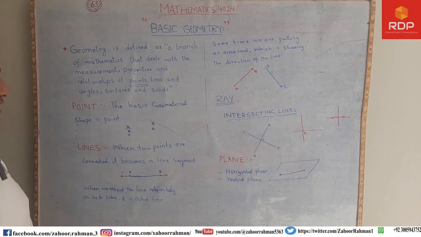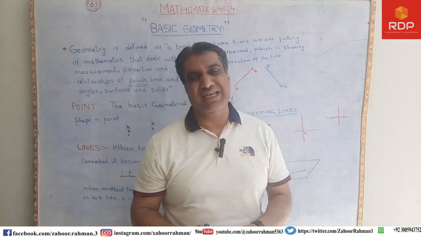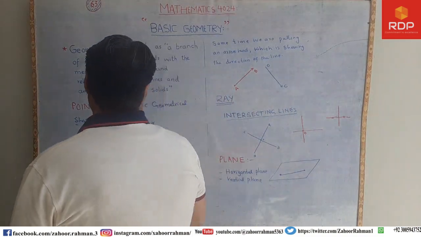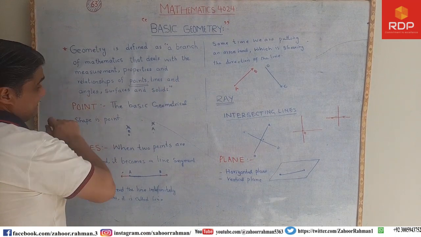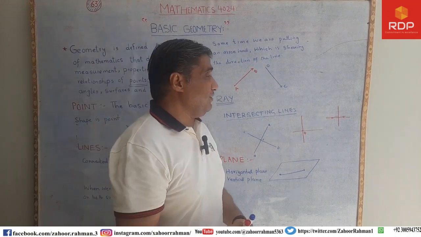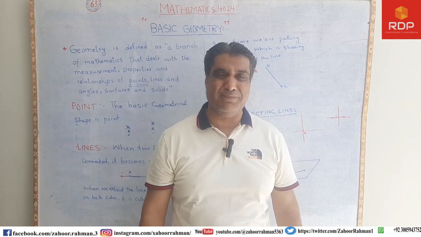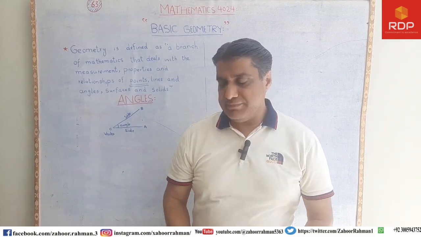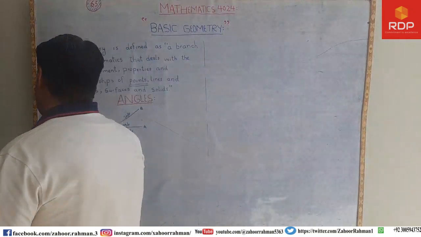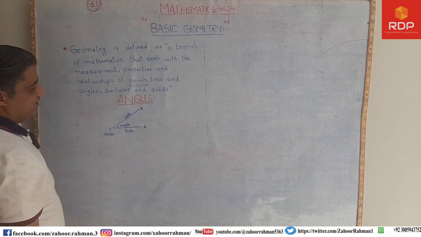Now we are coming towards another very important topic, and that is angles, because this chapter is about definitions of point, lines and angles. So we have to define angle. Let me erase the whiteboard and then we'll come back. Stay tuned. Okay, we are back. Now we are going to define angles.